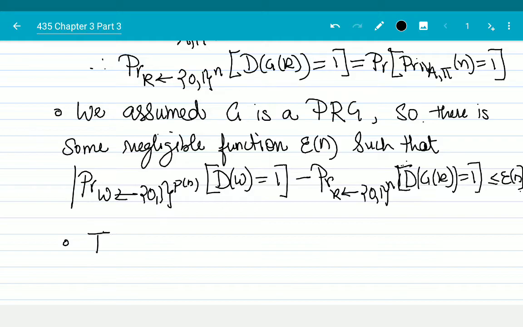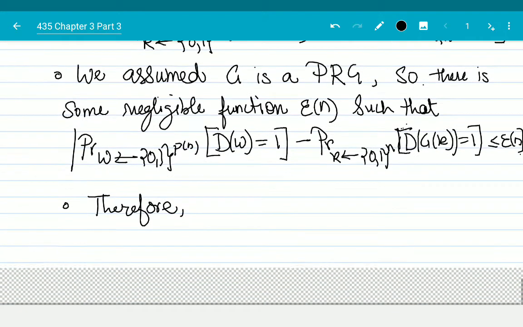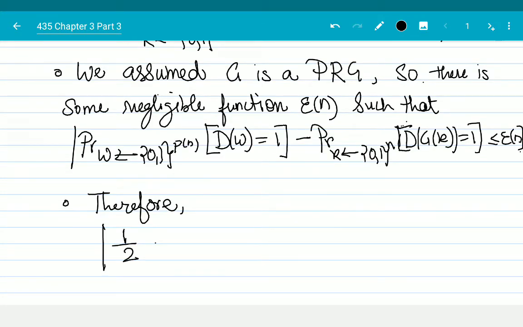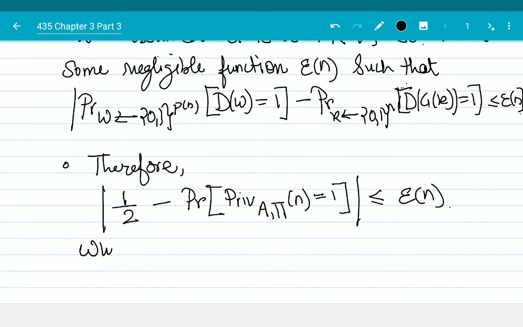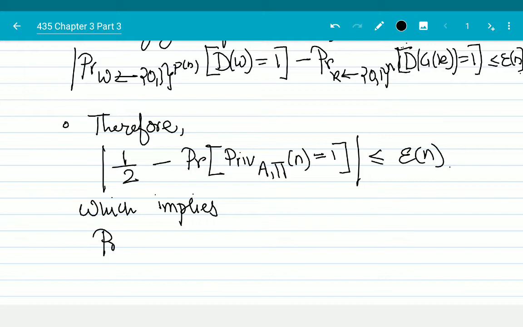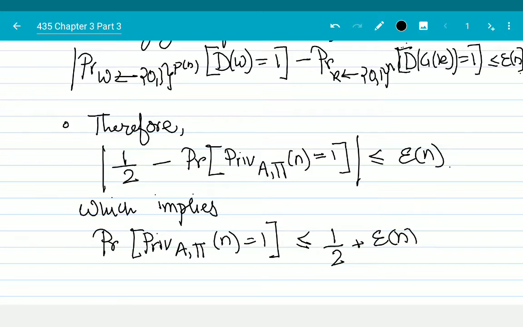Therefore, we get that 1/2 minus the probability that the private key encryption of a pi, which is the scheme with the pseudo-random generator, that this experiment succeeds is smaller than or equal to epsilon n, which implies the probability of private key encryption a pi of n is equal to 1 succeeds with probability smaller than or equal to 1/2 plus epsilon of n.